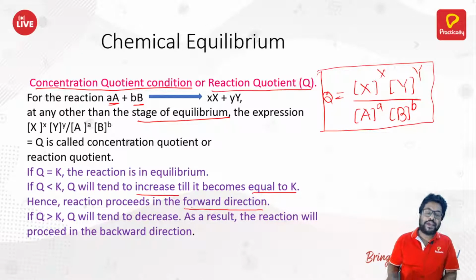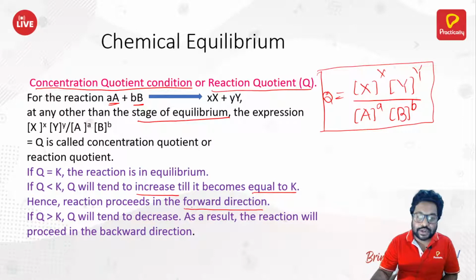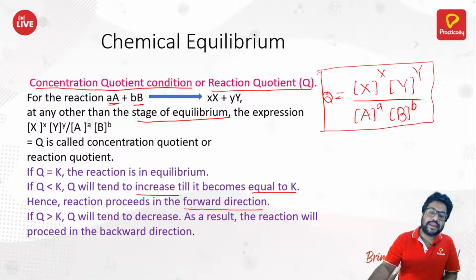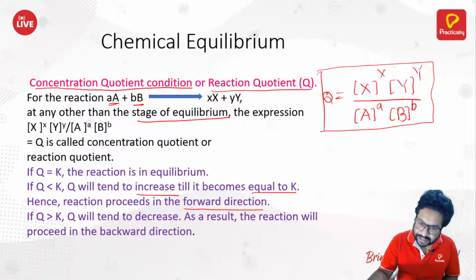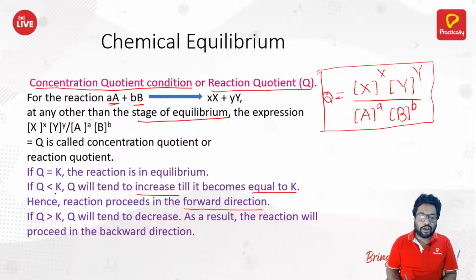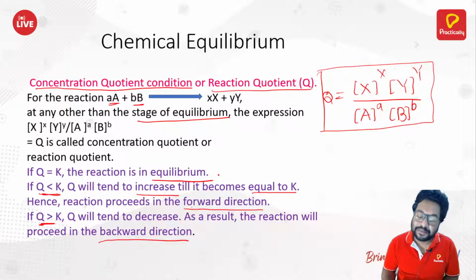If Q is higher than K, you need to decrease Q to make it equal to K, and for that the reaction needs to go in the backward direction. That is why when the value of Q is higher than K, the reaction goes in the backward direction. When it is smaller than K, the reaction goes in the forward direction. And if both of them happen to be the same, that means the reaction is in equilibrium.